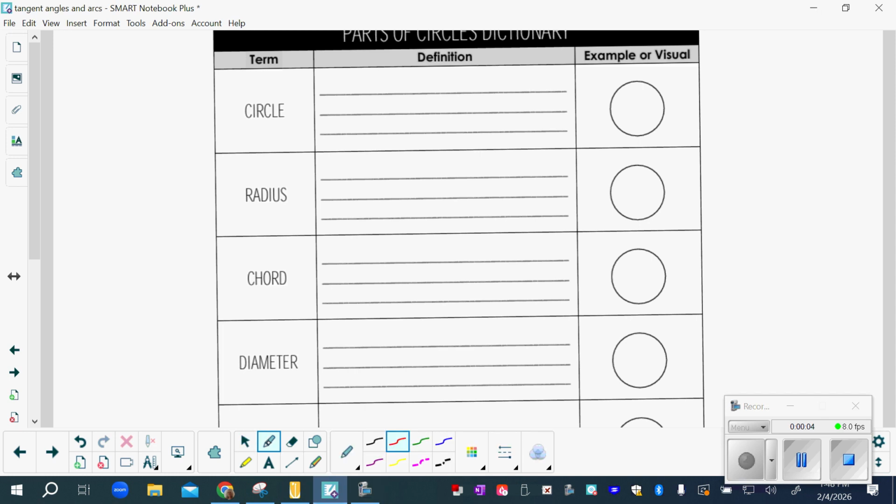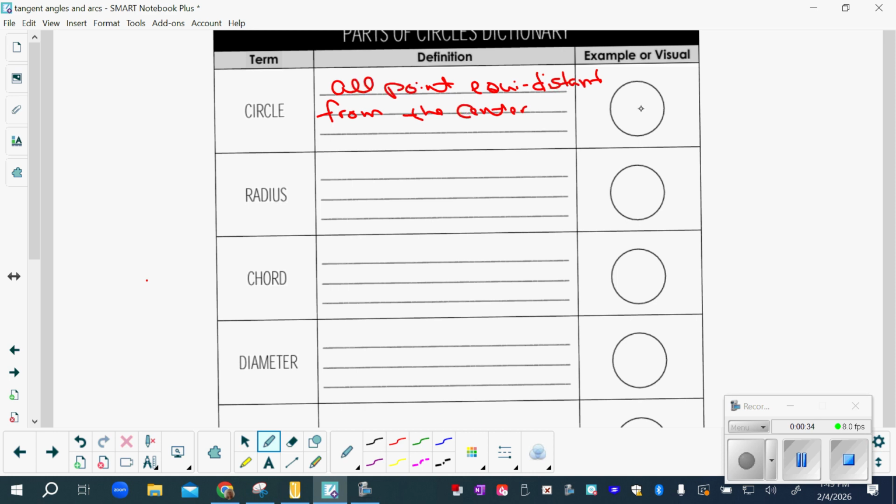Okay, so a circle. You know what the definition of a circle is? I'm going to tell you. It is all points equidistant. That means equal distance. Equidistant. That's a fancy way of saying equal distance. Equidistant from the center. And that makes sense, right? That you have a circle and you have a dot right there.